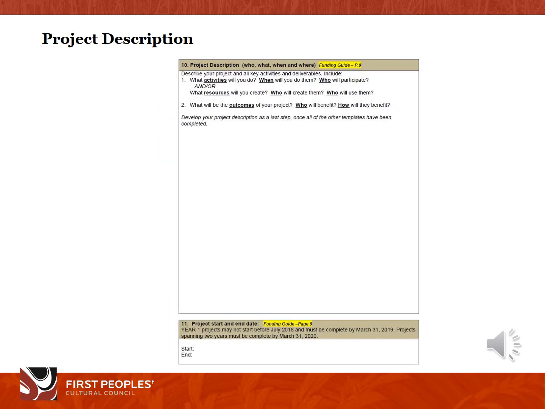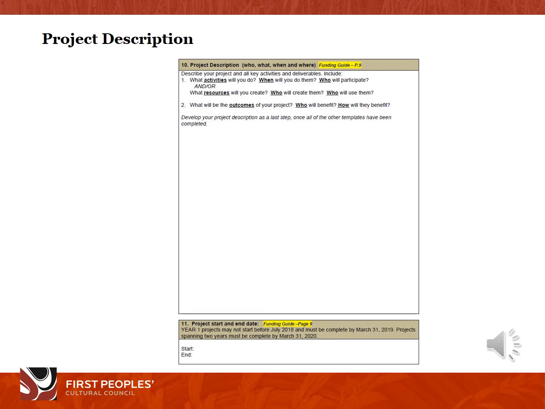Please provide a detailed description of your project. This includes key activities and deliverables, or resources created, and what the project outcomes will be. We highly recommend developing your project description after you have determined the rest of the project details. Make sure to identify your project start and end date.